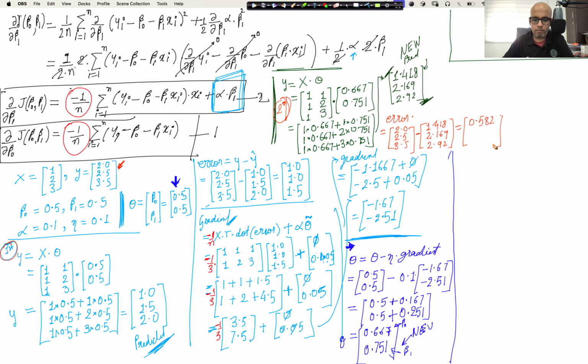Then the second one is 2.5 minus 2.169. That gets us 0.331. And the last one is 3.5 minus 2.92, and that gets us 0.58. So that is the new error that we have, and then we can use this new error to calculate a new set of gradients right here, and so on. The process would continue to update the theta and then go back and update the predicted value.